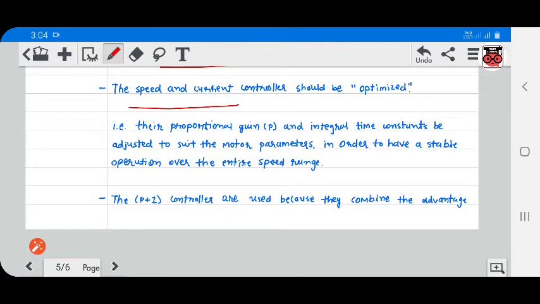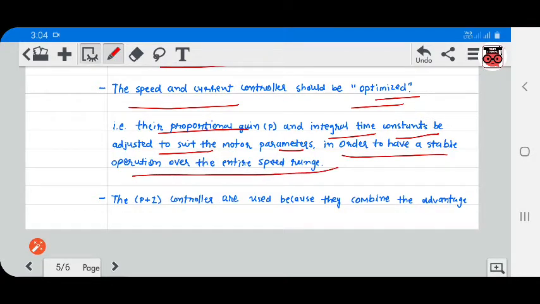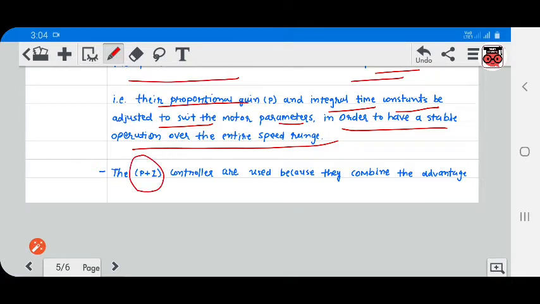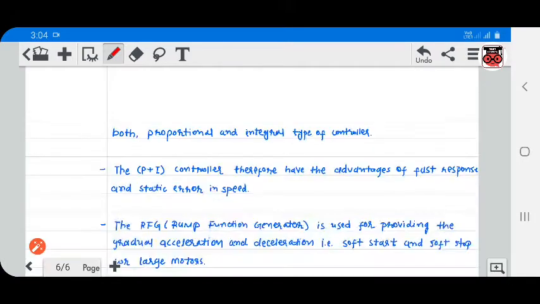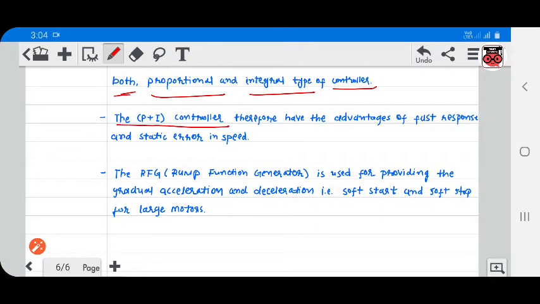The speed and current controllers should be optimized. This means their proportional gain P and integral time constant should be adjusted to suit the motor parameters in order to have stable operation over the entire speed range. The P plus I controllers are used because they combine the advantages of both proportional and integral type controllers. The P plus I controllers therefore have the advantage of fast response and no static error in speed.